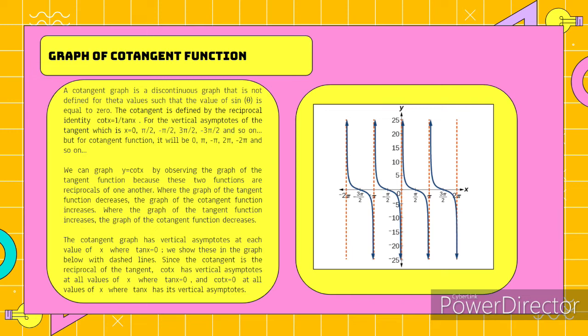The cotangent graph has vertical asymptotes at each value of x where tangent x is equal to 0. We show this in the graph below. Since the cotangent is the reciprocal of the tangent, cotangent x has vertical asymptotes at all values of x where tangent x is equal to 0 and cotangent x is equal to 0. At all values of x, cotangent x has its vertical asymptotes.